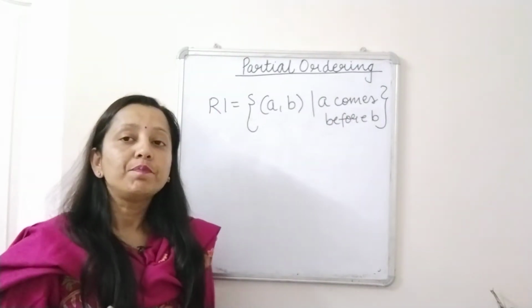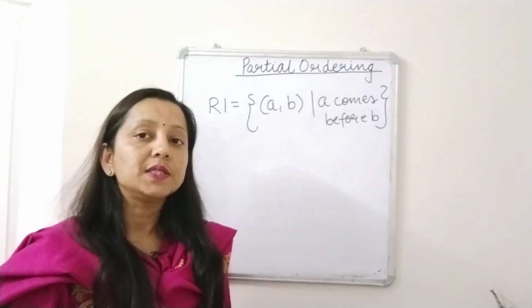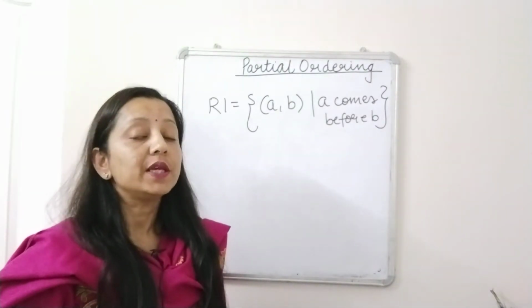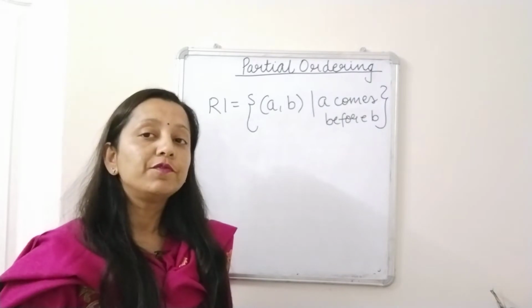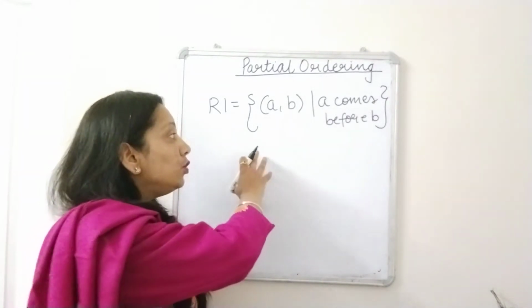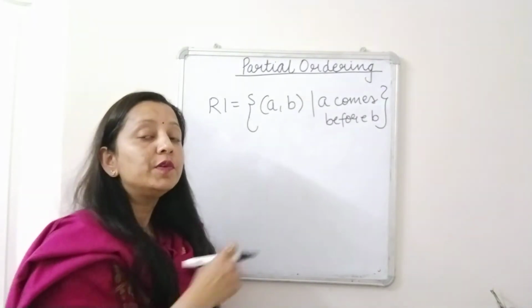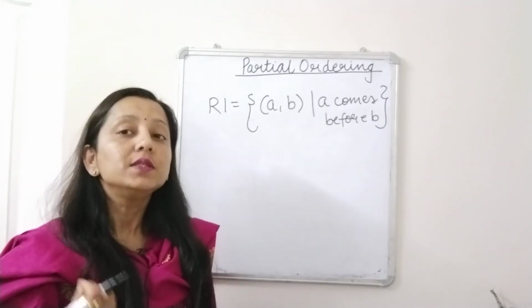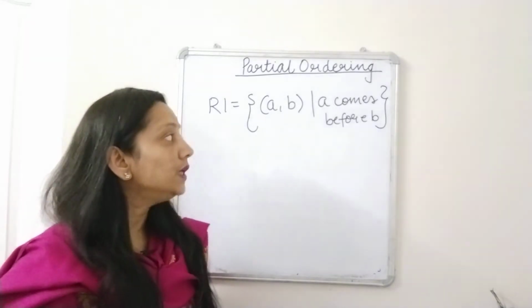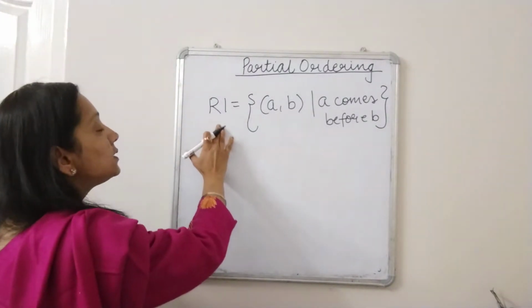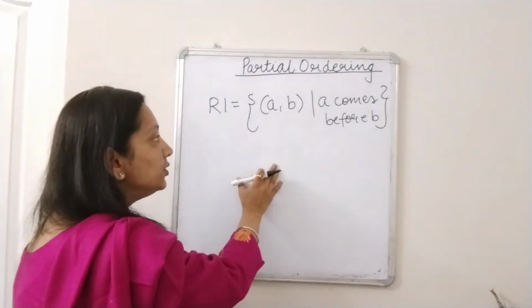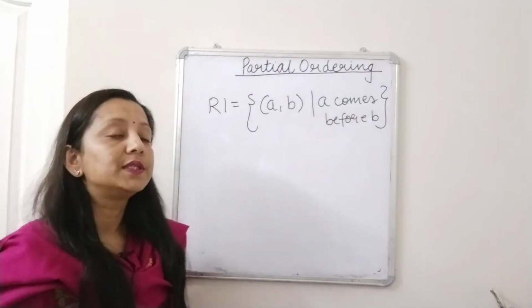Now here we have picked two arbitrary elements A and B, and we have put a condition that A will always come before B. So if you look at this relation, you will realize that it is helping in ordering the words in the dictionary. This relation is helping us in ordering the words in the dictionary. Now let us take one more example.